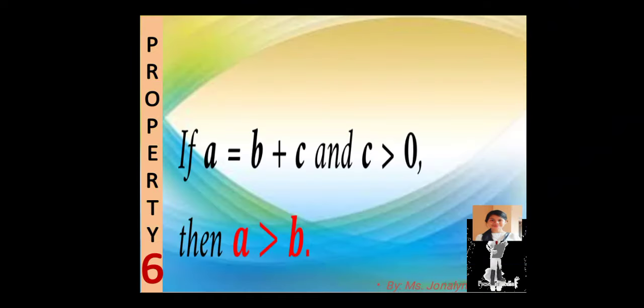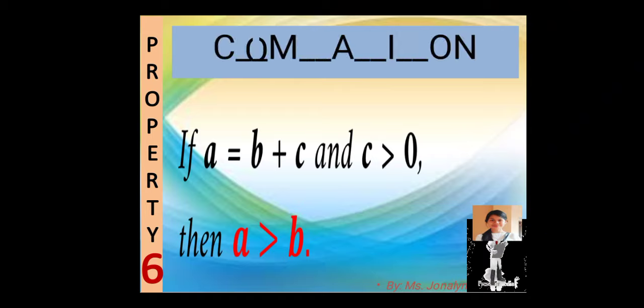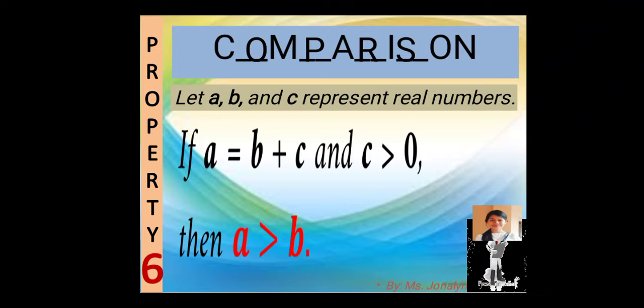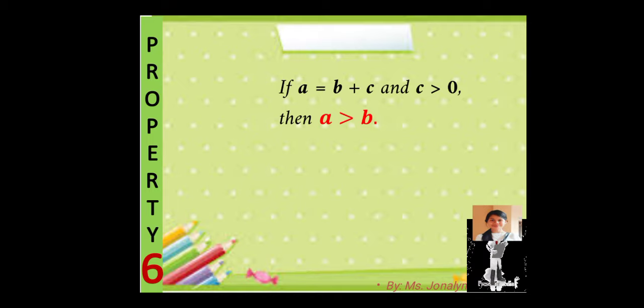Now we are at the sixth property, or I think this is the last property of inequality. We have the comparison property of inequality. And here it states that if A is equal to B plus C and C is greater than 0, then A is greater than B. Let's have an example.